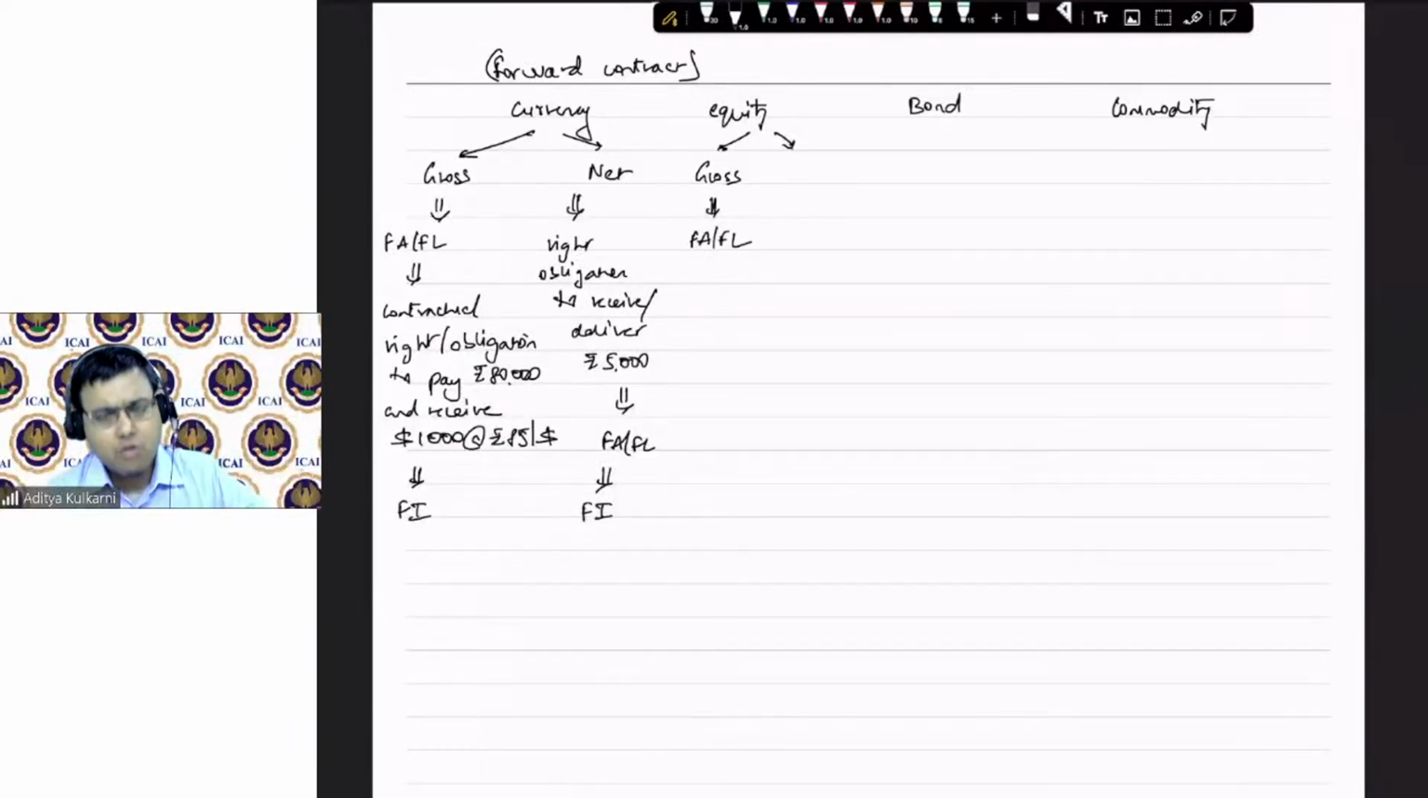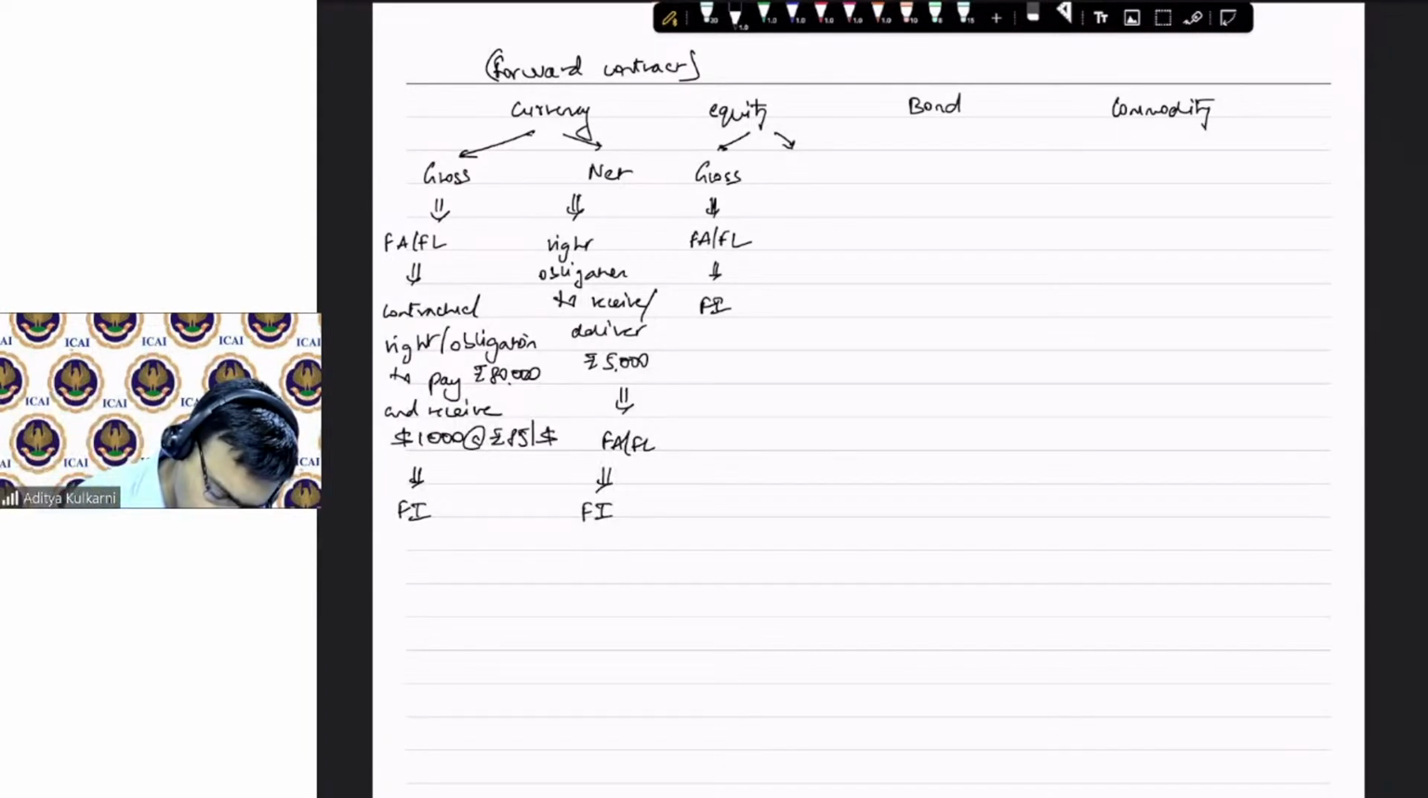If you enter into this contract with Reliance itself, it could be a contract for equity as well. We'll come to that aspect in a short while in today's class. But as of now, is it meeting the definition of a financial instrument? Absolutely yes. And therefore, gross settled equity derivative contracts are also going to be covered as financial instruments. Okay. Coming to net settled.